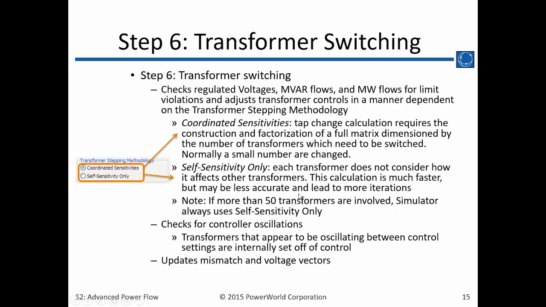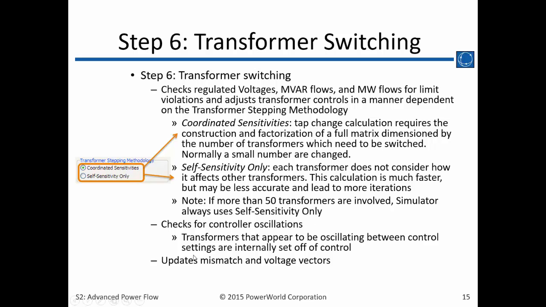And that's simply because it would take way too long to construct a large full matrix that we have to then operate on every single element of the matrix to determine how each transformer affects all the other transformers and come up with the best solution for all of them. If you're modeling large systems, you can still use coordinated sensitivities, but just recognize probably the first several iterations of your solution, it's going to automatically do a self-sensitivity only, because there's probably going to be, at least initially, more than 50 transformers that change tap, depending on what the initial condition of the case is.